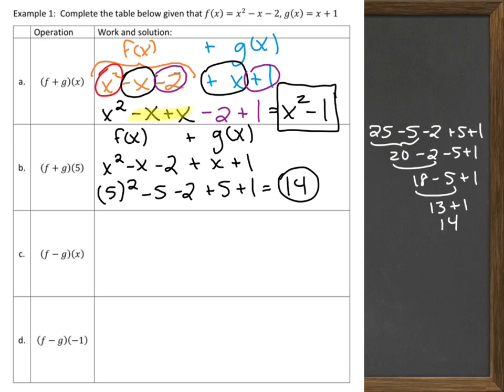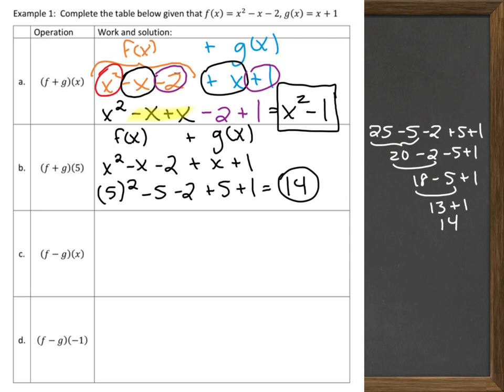However, in part B, I was given a numeric value of x. They're saying, what is f plus g when x equals 5? So anytime you see a number in here and not a variable, your answer should be a number. Anytime you see a variable in here, then that variable should still be in your final answer. So kind of keep that in mind as you go through these problems.